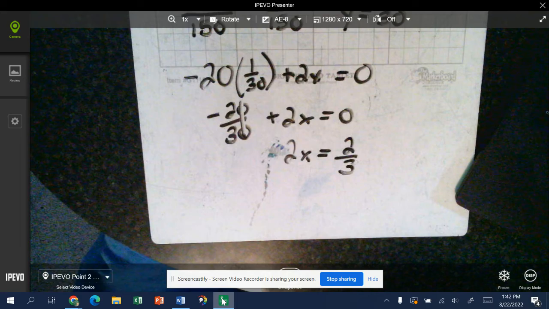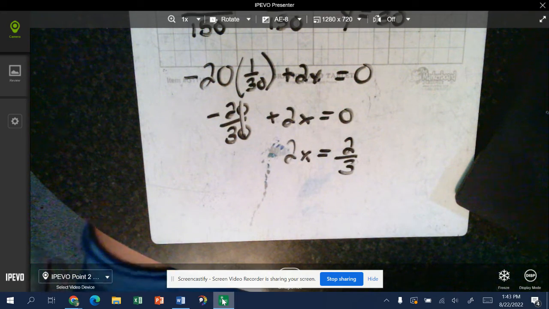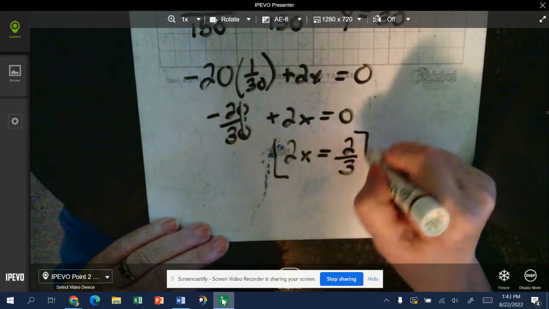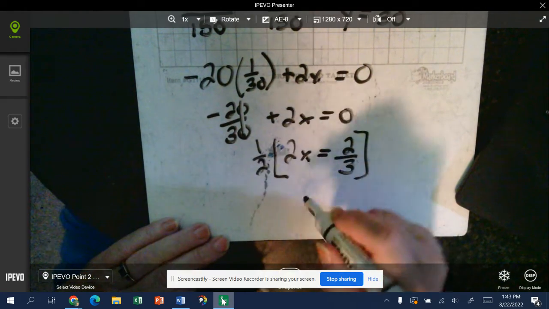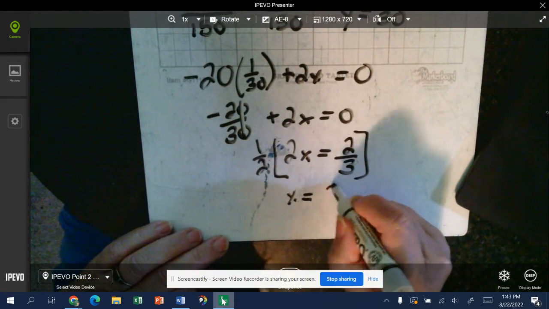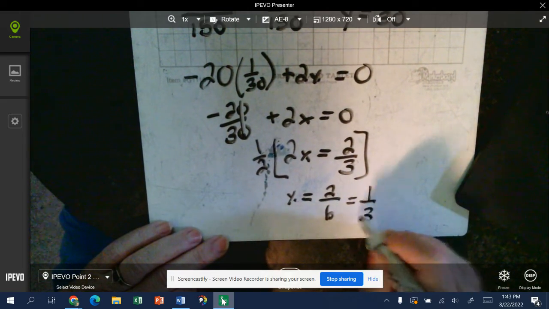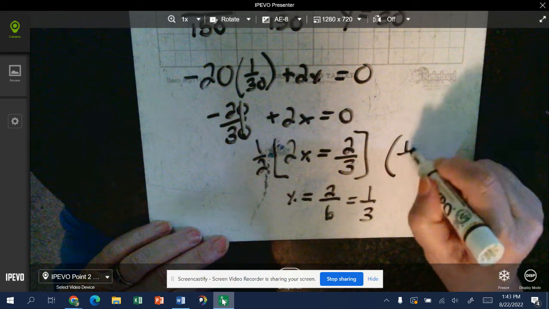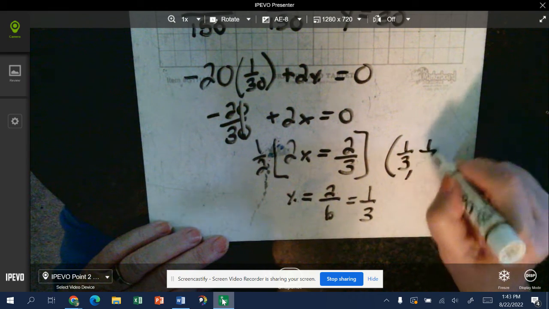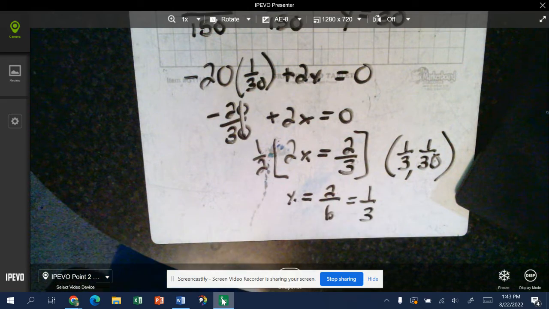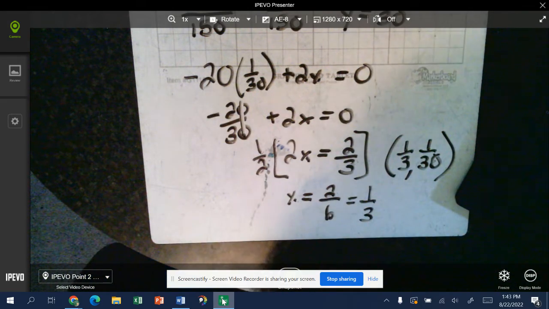Now I can either divide both sides by 2 or multiply both sides by a half. So if I multiply the whole equation through by a half, I'll have x equals 2/6. But 2/6 can be reduced to 1/3. So x is 1/3 and y is 1/30. And there you have the answer. If you have any more questions, let me know.